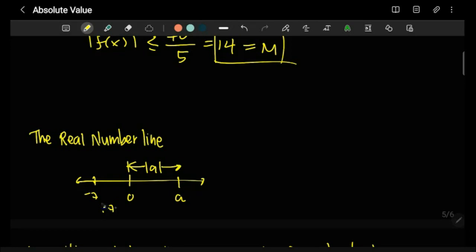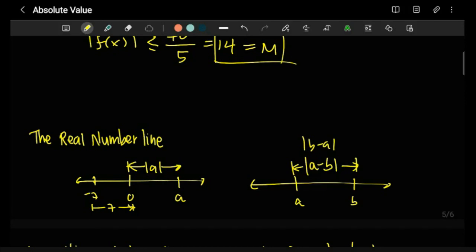In general, if you want the distance between any number a and b, all you need to do is to get the absolute value of a minus b. So that's the distance between a and b. Or b minus a for that matter, pareho lang ha. They are equal naman, di ba? B minus a is equal to a minus b. So the distance between two numbers is given by absolute value of a minus b.